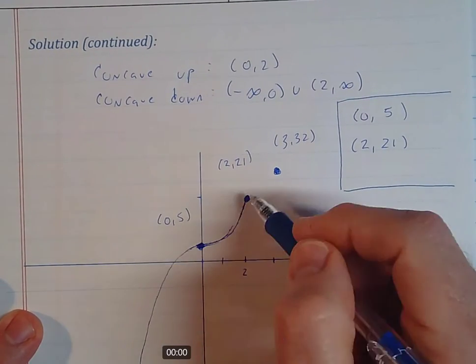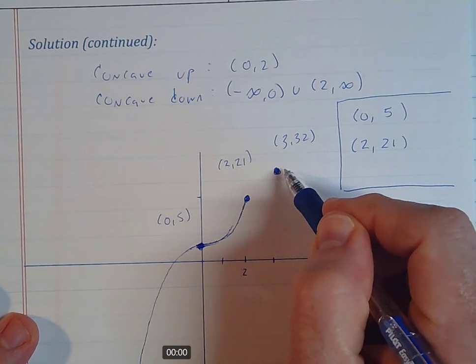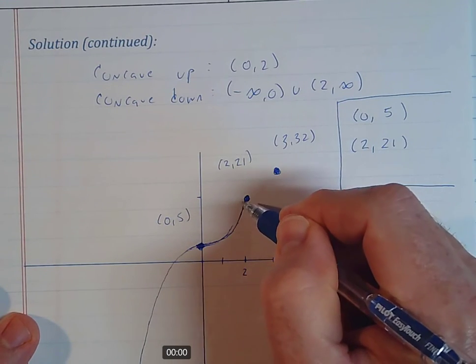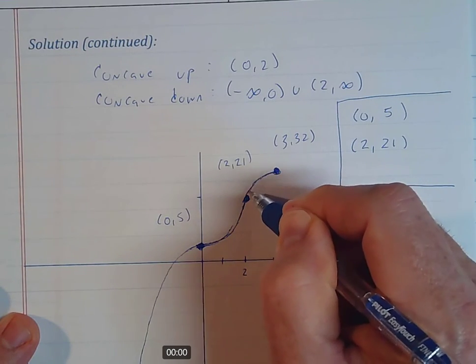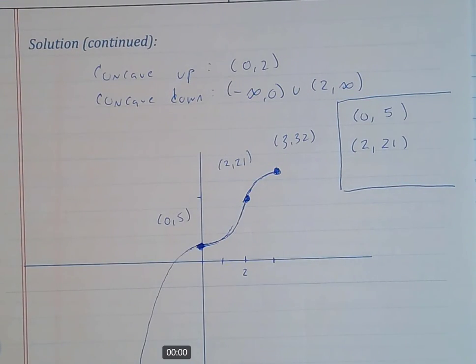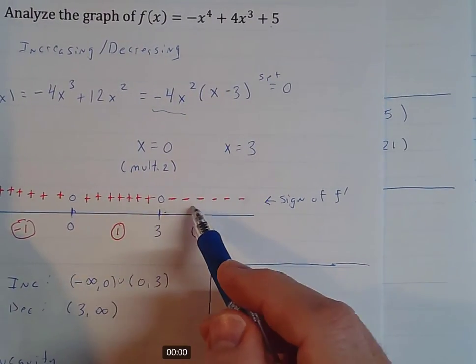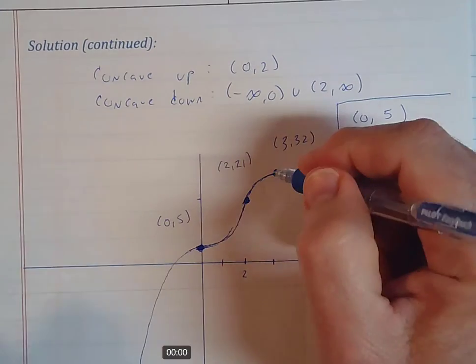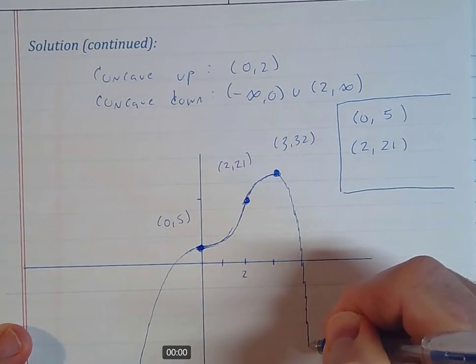And at this point, it starts to frown. It starts to be concave down, but it's still increasing until I hit my relative max. So now it's sort of frowning. And then after 3, I know that's a relative max, it starts to decrease. So at that point, it starts to go down, and it goes down forever.